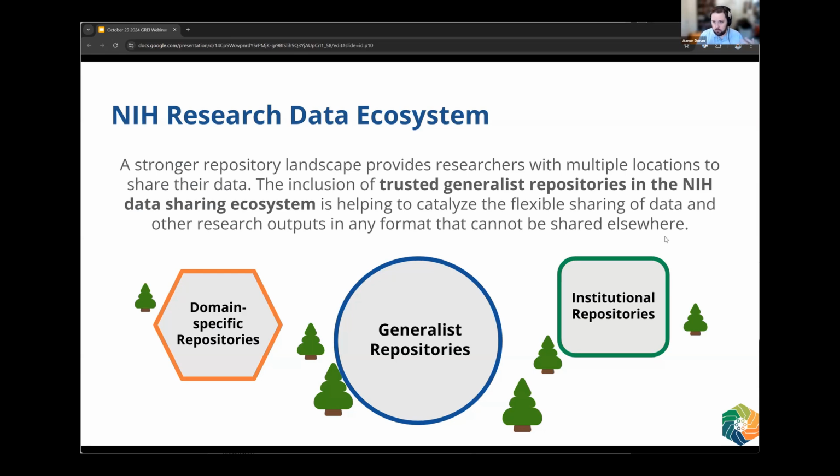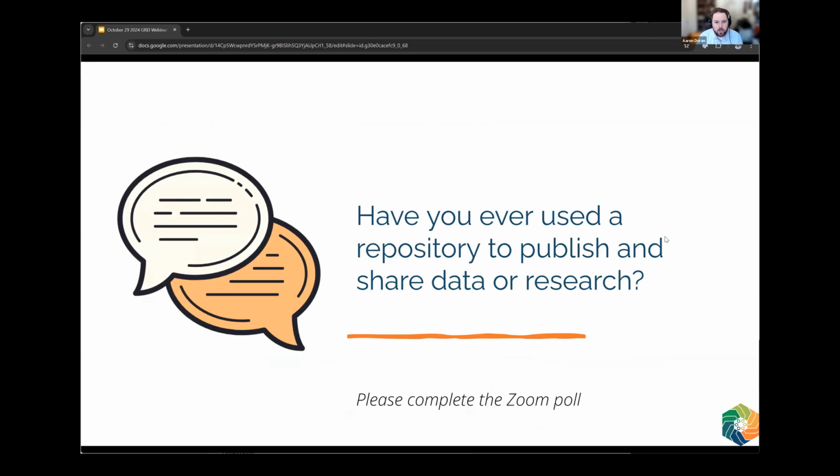But not everyone has that domain specific repository. So we want to create a place where if you're not sure where to go, we are a trusted space that the NIH has said, hey, you can trust them, and you have a place to share that data because you're going to need to. And so, helping catalyze the flexible sharing of data, right? Because it may not be able to be shared elsewhere. And so we want you to have that place. It's almost like being a safety net.